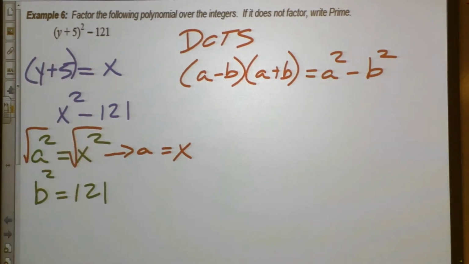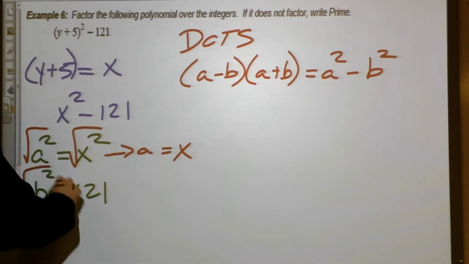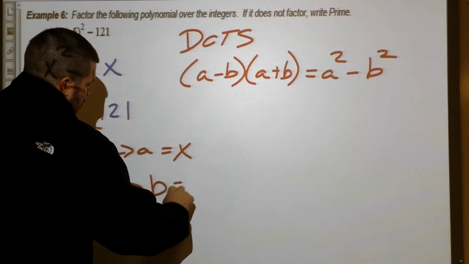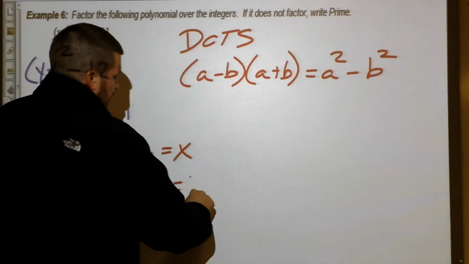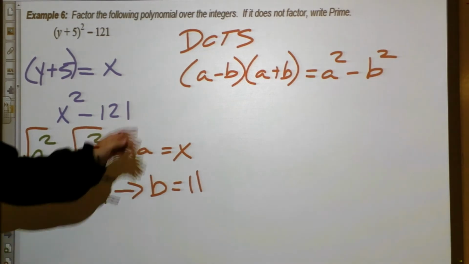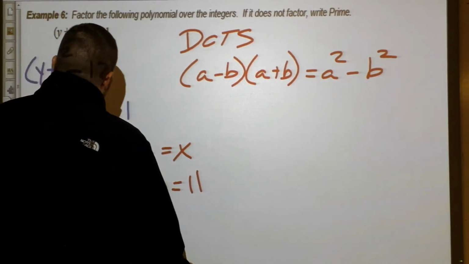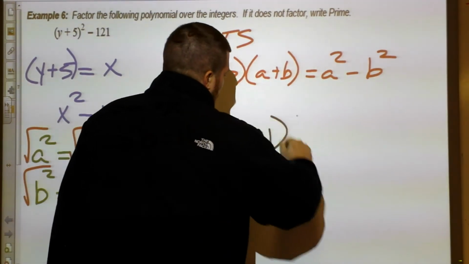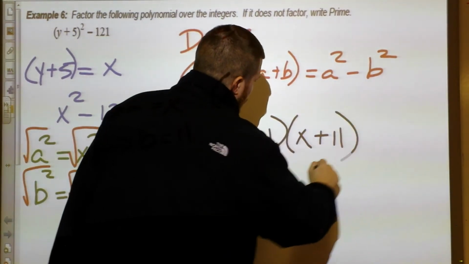So everywhere I see an a, I'm going to put in an x. Same thing, square and square root cancel out, so square root each side. So I know that b equals the square root of 121, which is 11. So in my pattern now, for this particular problem, I end up with x minus 11 and an x plus 11.